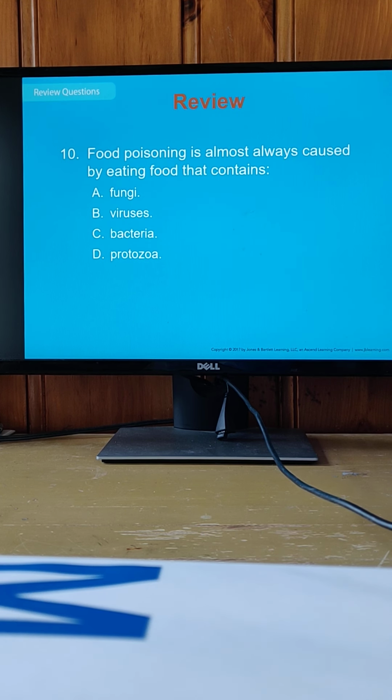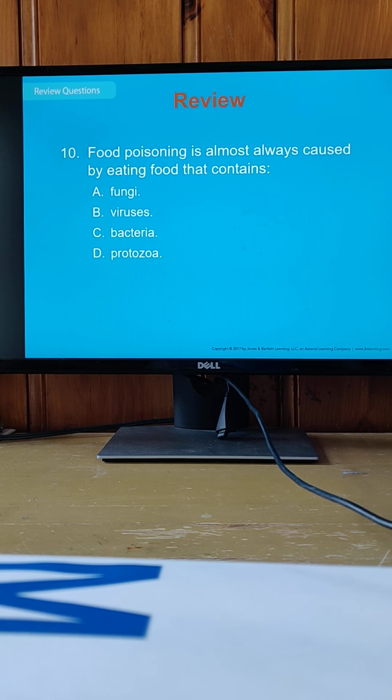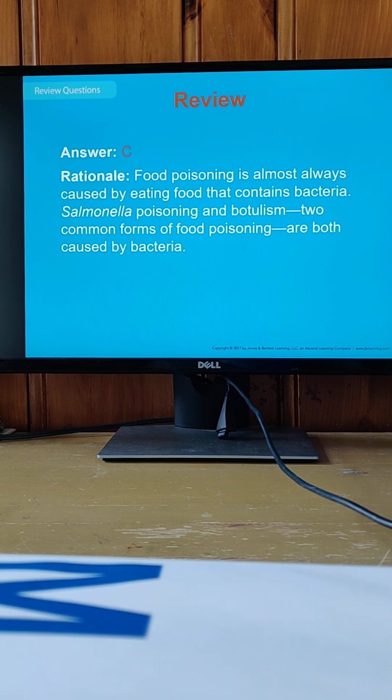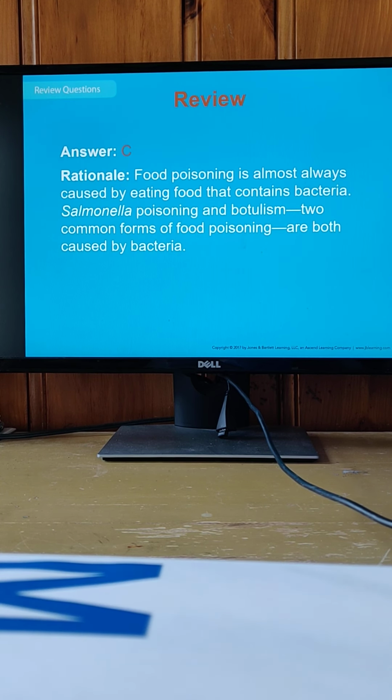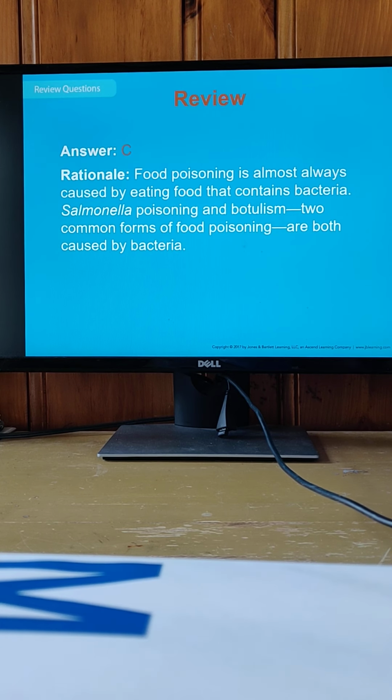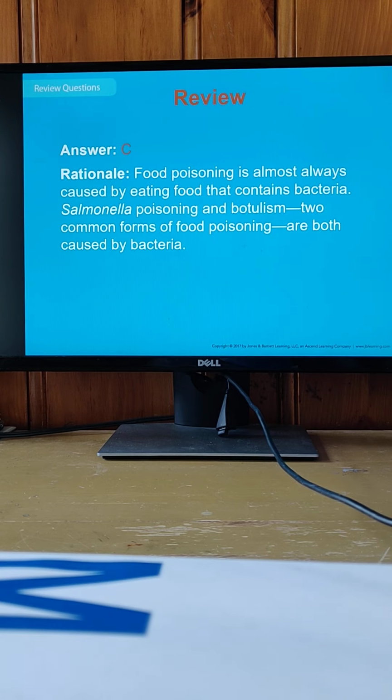Last one. Food poisoning is almost always caused by eating food that contains what? C, bacteria. Food poisoning is almost always caused by eating food that contains bacteria. Salmonella poisoning and botulism, two common forms of food poisoning, are both caused by bacteria.